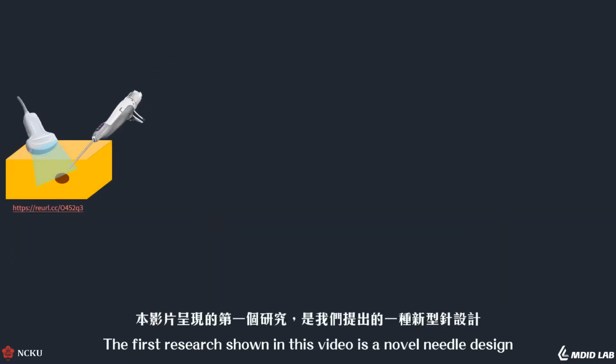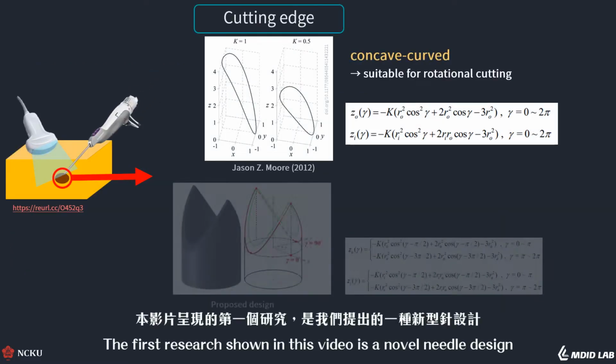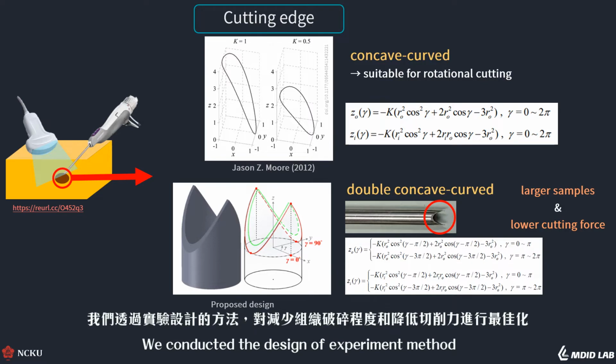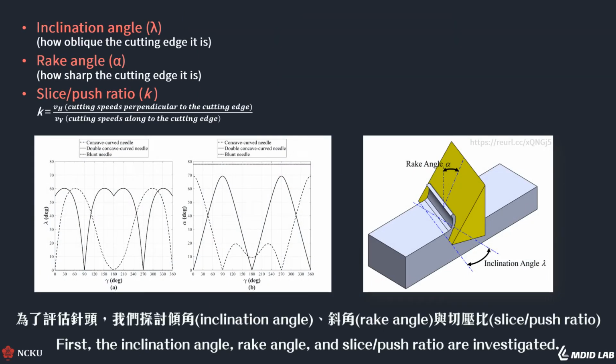The first research shown in this video is a novel needle design with double concave curved cutting edges, which is suitable for rotational needle insertion. We conducted the design of experiment method to optimize the design for minimizing the tissue fragmentation and cutting force. First, the inclination angle, rake angle, and slice-push ratio are investigated.